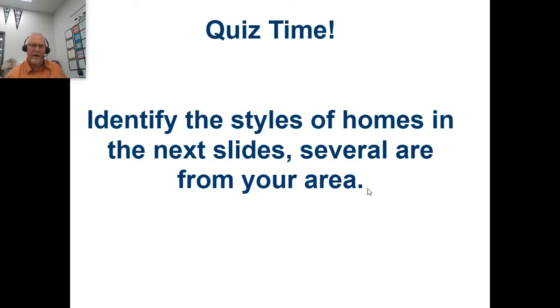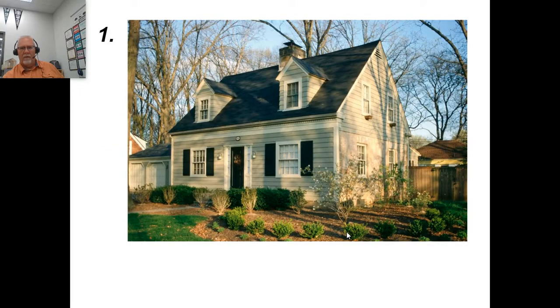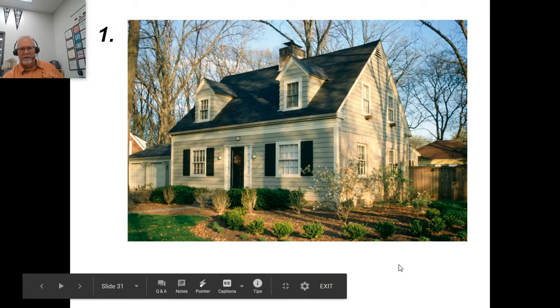All right, let's see how well we can identify these. See if we can identify the styles of the homes in the next slides. Okay, several are from right here in Waseca. Let's see how well you can do. What is that particular home? Hint, hint, it's Mr. Kuschel's favorite house. See if you can remember what kind of house that was.